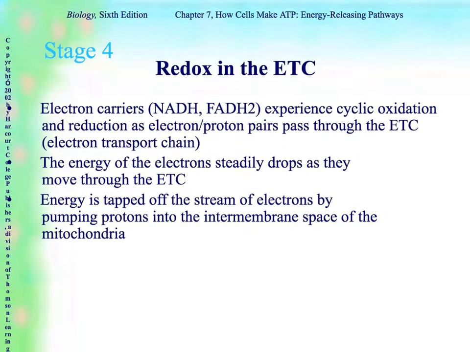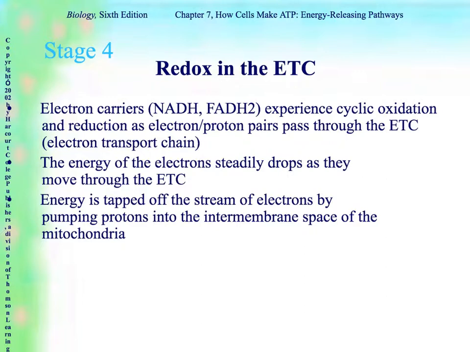So here is our last stage, stage 4, which is a redox reaction in the electron transport chain. The electron carriers, NADH and FADH2, are going to experience cyclic oxidation and reduction, which is redox, as the electron and proton pairs pass through the electron transport chain. The energy of these electrons steadily drops as they move through the electron transport chain. Energy is tapped off the stream of electrons by pumping protons into the intermembrane space of the mitochondria.